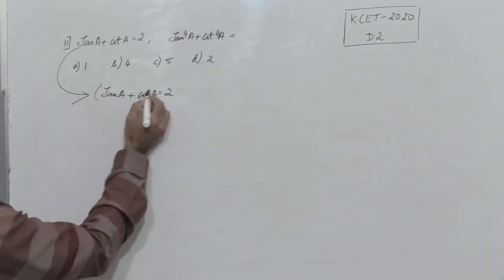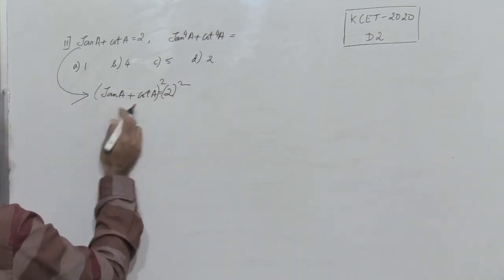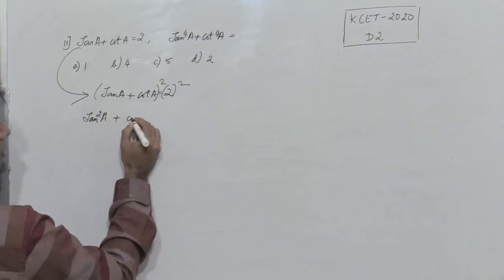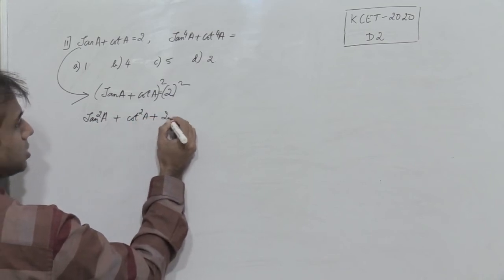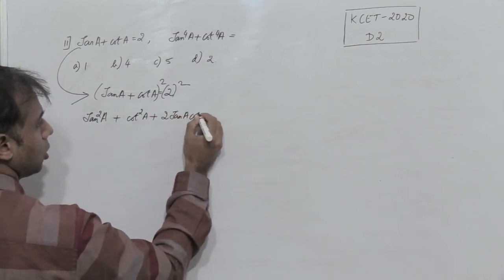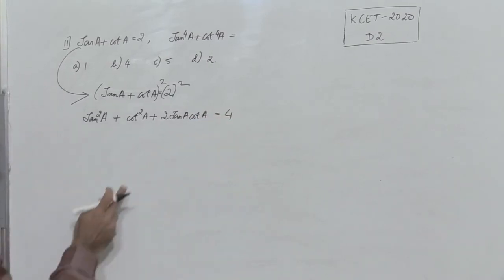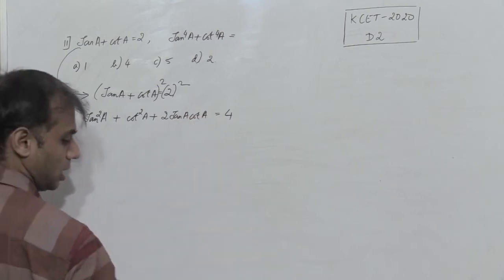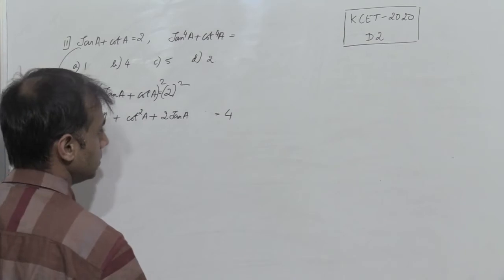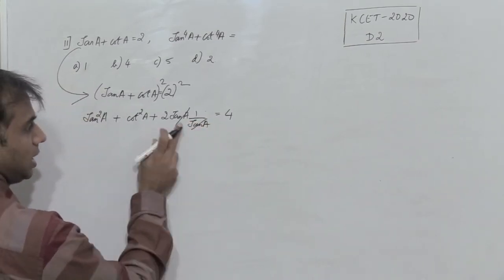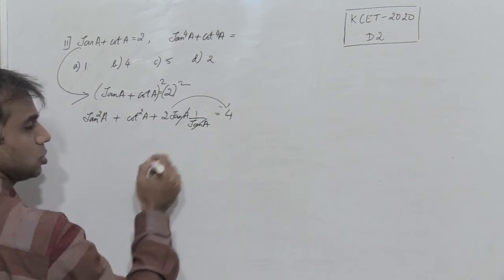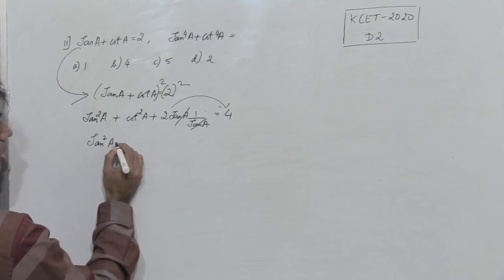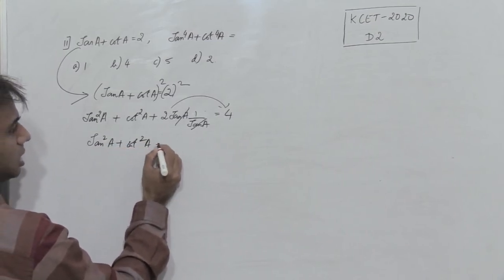So what do we do? Square on both the sides. This is of the form (a plus b) the whole square. So I get a square, which is tan square A, plus cot square A, plus 2 tan A cot A, which is equal to 4. Now we know that tan A and cot A are reciprocals of each other, right? So I can write cot A as 1 by tan A. So these two can be cancelled, and I get 2 here. Taking 2 to the RHS, 4 minus 2 is 2. So we have tan square A plus cot square A equals 2.